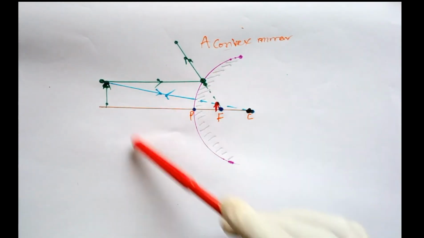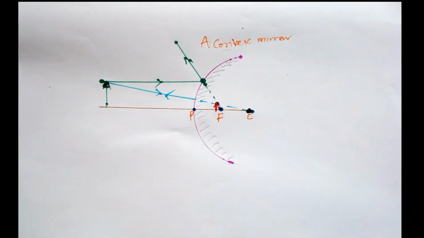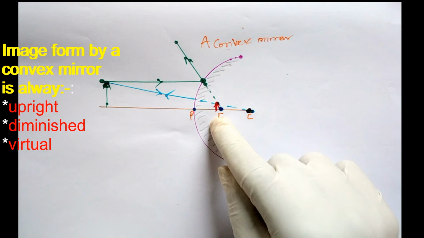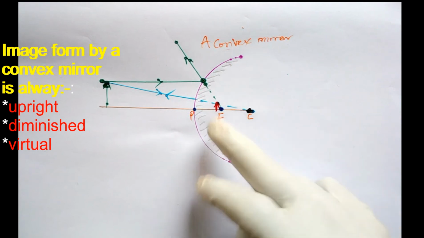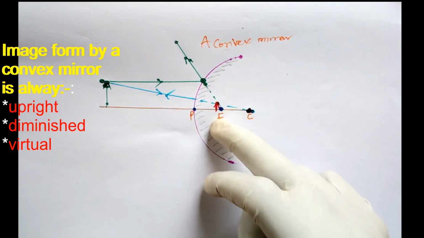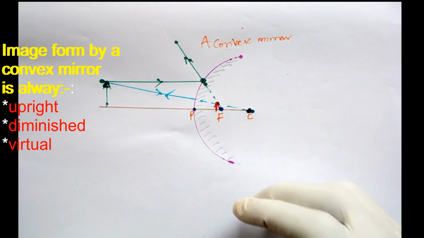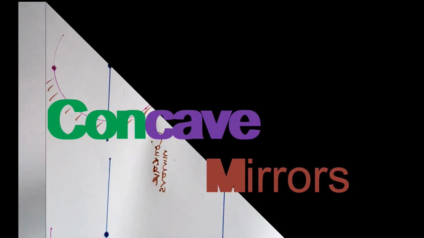The general characteristics of the image formed by a convex mirror are: one, the image is diminished. Secondly, because it's behind the mirror, the image will be virtual. And thirdly, the image will be upright. Let's look at concave mirrors.